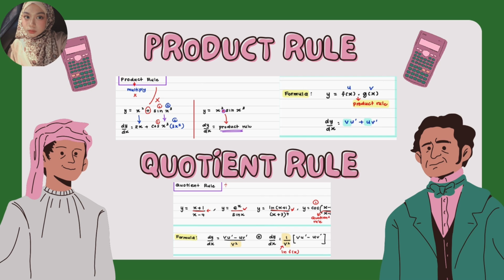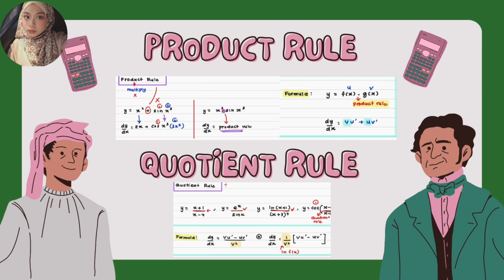So y is equal to f(x) multiplied with g(x). For the f part, we will replace it as u, and for the g part, we will replace it with v. So the multiplication is a product rule. dy over dx will be a new formula, which is vu prime plus uv prime. In simple words, differentiate the first and keep the second, then keep the first, differentiate the second, and add both.